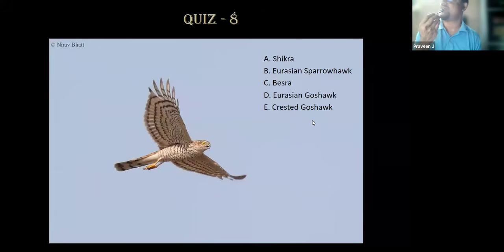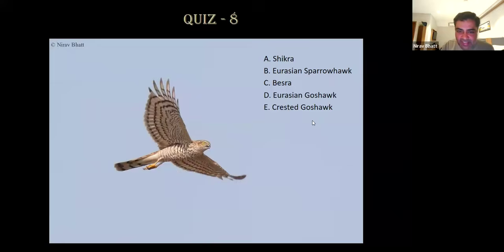I think we could tell the answer. 64% Eurasian Sparrowhawk and 18% Eurasian Goshawk and less than 7% for Shikra and Crested Goshawk. Correct. So here, once again, most of you have got it correct. It's a Eurasian Sparrowhawk, and we'll try to eliminate the Eurasian Goshawk, which is the second most preferred. The structure of the bird, once again, is very slim. A Goshawk would be much bulkier than this.